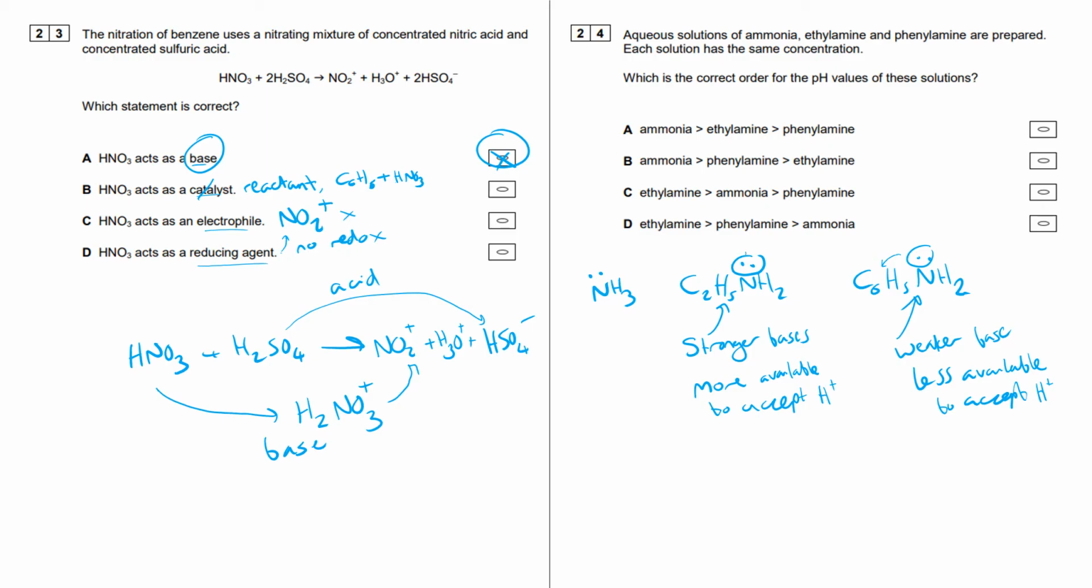So this one is our strongest. Ethylamine is our most basic, which means it's going to have the highest pH. Phenylamine is our least basic. It's going to have the lowest of the pHs. NH3 is going to be in the middle. So ethylamine followed by ammonia followed by phenylamine. Answer C is correct here.